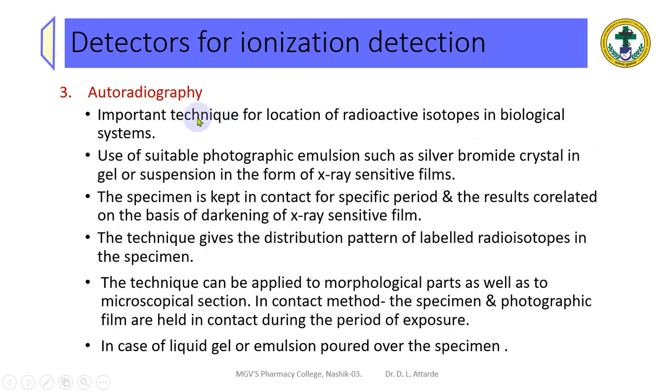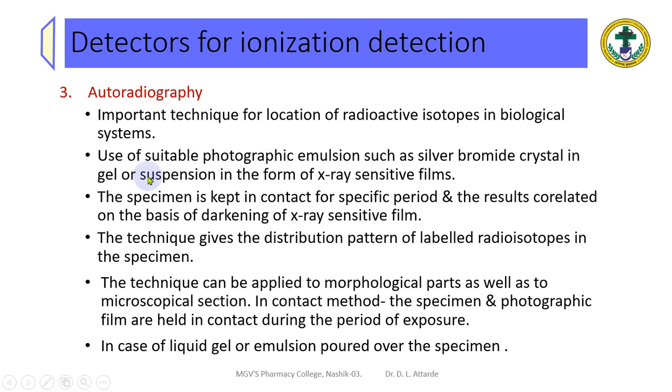Third is autoradiography. It's like your X-ray, where you are holding your specimen directly in contact with film, which is nothing but X-ray sensitive film. So here, sometimes a gel form or emulsion can be poured over the specimen. So it is an important technique for location of radioactive isotopes in a biological system. You can sketch where your metabolite is present in the tissue. You can locate it directly by taking its photo like an X-ray.